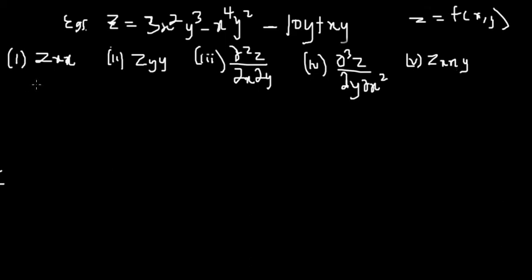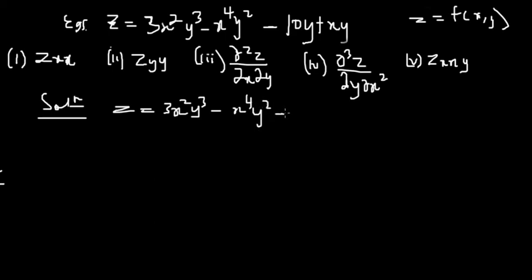For the first question, we are just trying to partially differentiate with respect to x. We are partially differentiating the function z with respect to x, 2 times. That's why we have z_xx. Let's look at the solution. This is the main question: 3x squared y cubed minus x to the power 4 y squared, minus 10y, plus xy.